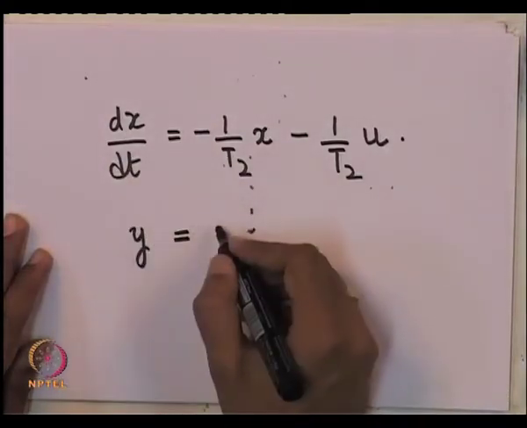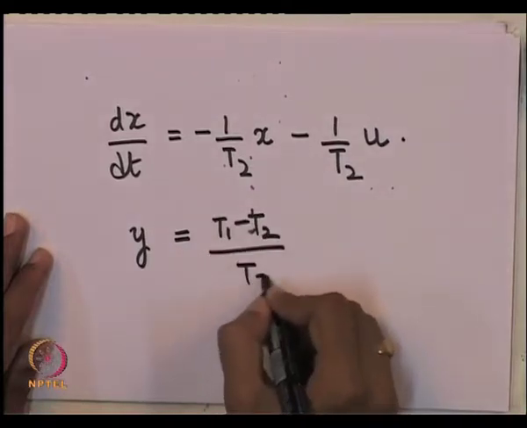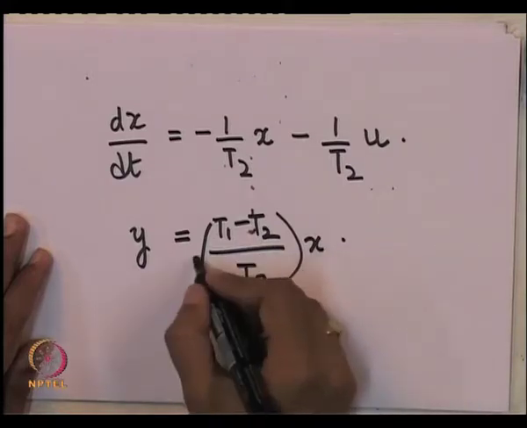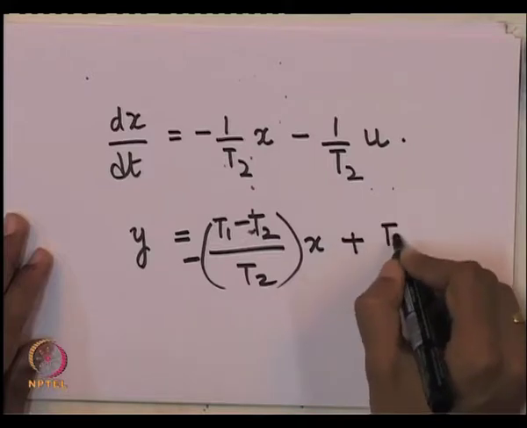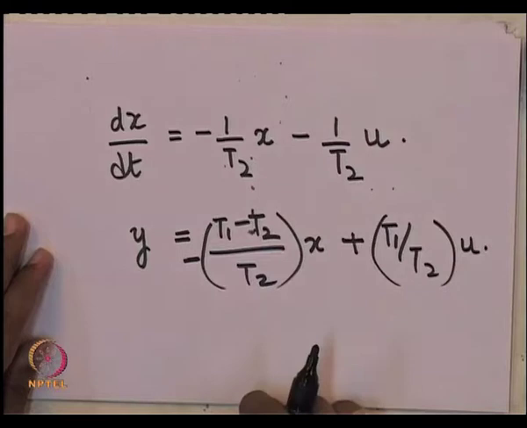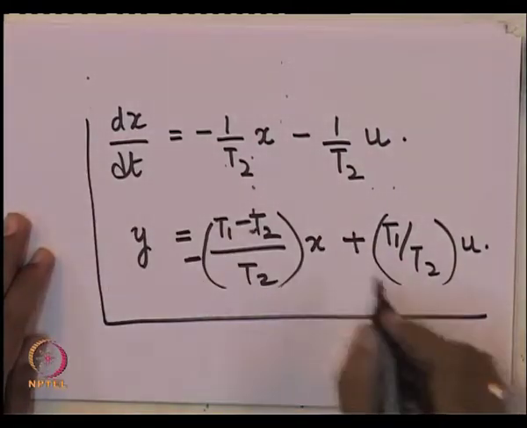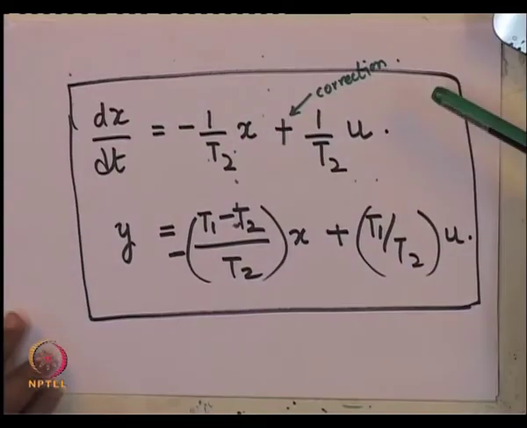The output is (t1 minus t2) by t2 into x, this is minus of it, and this is t1 by t2 into u. Okay. So, this is what you get as a state space representation. Just remember that for every transfer function representation you can get a state space representation.